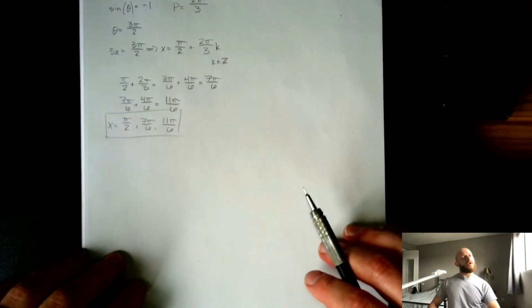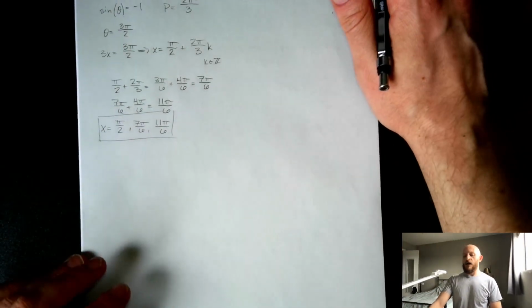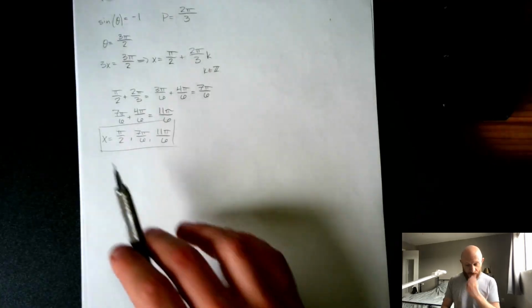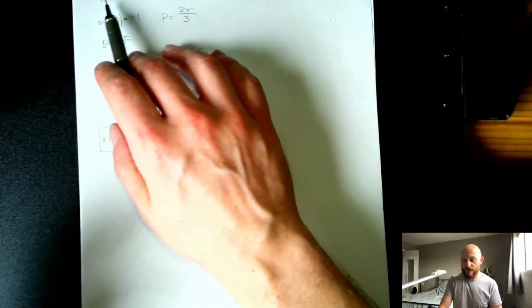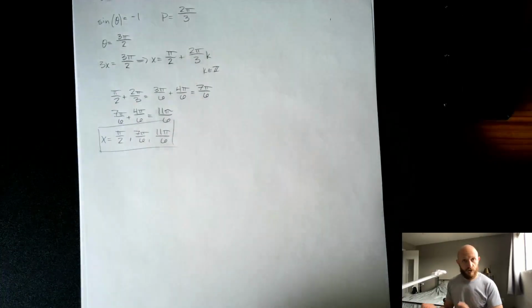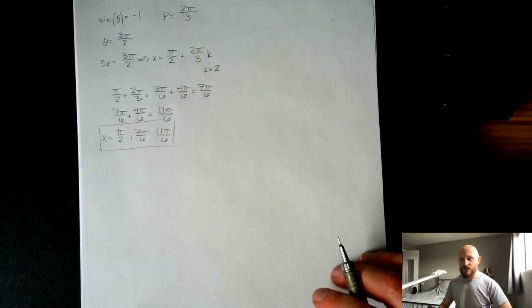How can you be sure that you grabbed all of the solutions and also be sure that you grabbed them correctly? Well, on the one hand, you can make sure that you grab them correctly just by plugging these back in and making sure that each of these x values leads to sine of 3x equals -1. That's how you can check that your solutions are correct. How can you make sure that you got all of the possible solutions?